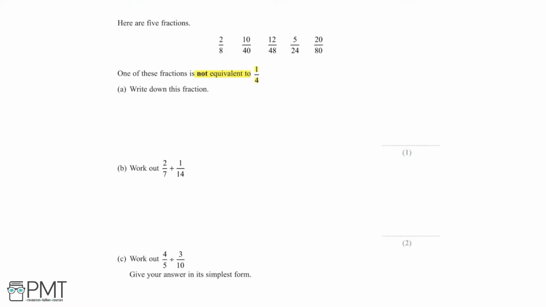Well, 20 out of 80, when we divide the numerator by 20, we get 1, and when we divide the denominator by 20, we get 4. And so 20 out of 80 is equivalent to 1 out of 4. And so the fraction that is not equivalent to 1 out of 4 is 5 over 24, which we can write down below.